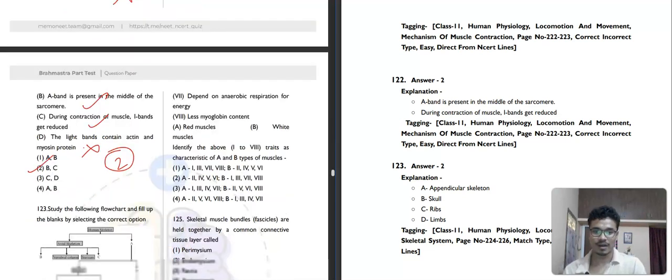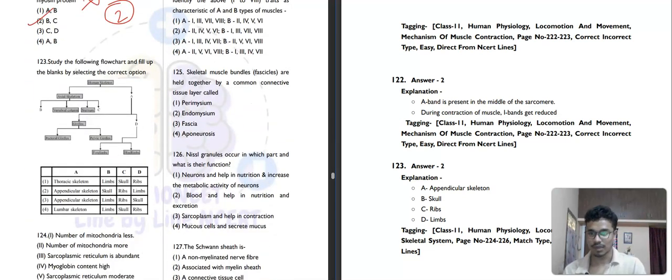Then question number 123. Okay, you will see this. So A, B, C, D. A here is the appendicular skeleton. Then B here is the skull, and C here is the ribs, and then D here is the limbs. So our correct answer for this question is the second option.